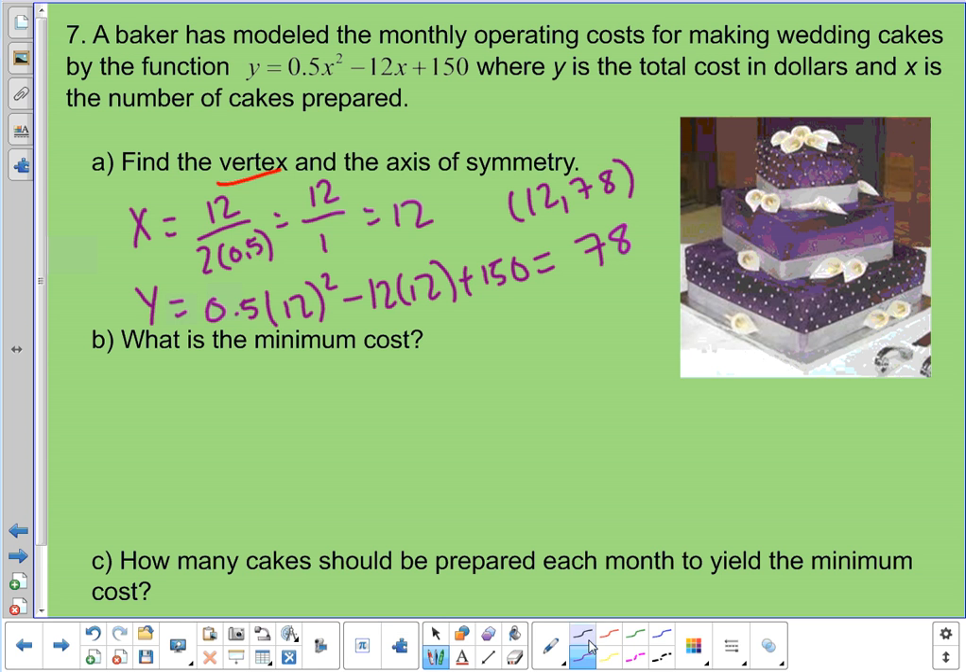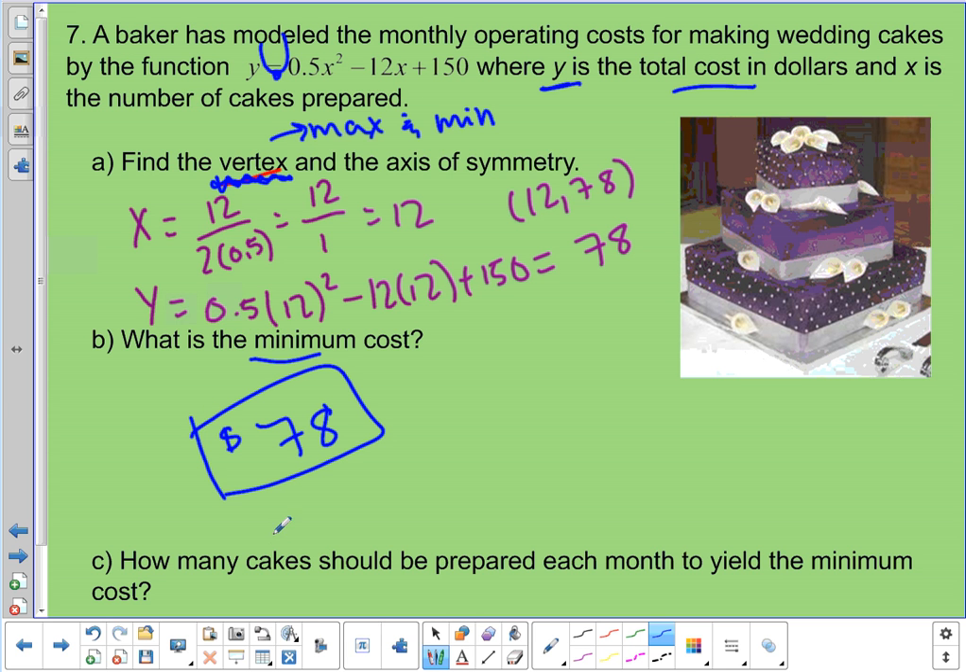Okay, now here's the thing about vertex. You learned yesterday that vertex is the same thing as max and min, a maximum and a minimum. Now in this case, this is going to be a minimum because my graph is opening up. This is an opening up parabola. So I have a minimum down there at the bottom. So minimum cost is my y value, which is $78.